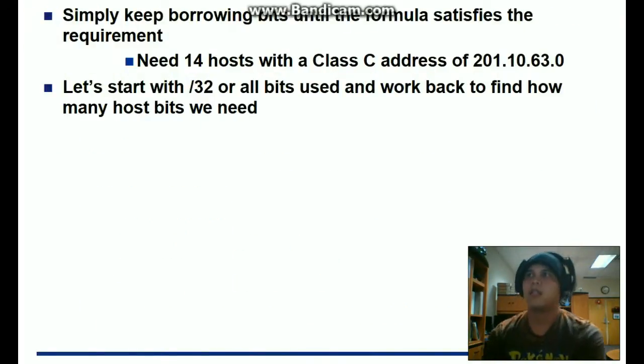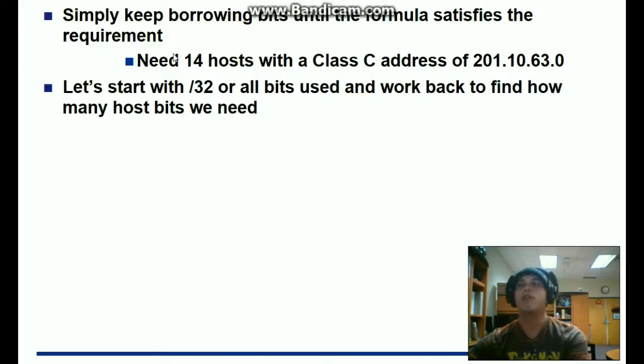So again, simply keep borrowing bits until the formula satisfies the requirement. Remember, host bits are represented with zeros. All right, so we need 14 hosts with the Class C address. So this one says let's start with all 32 bits used and work back to find how many bits we need.